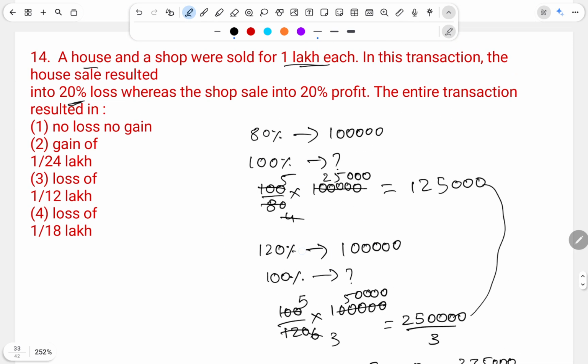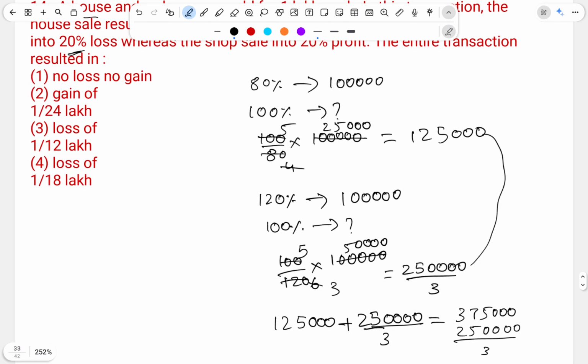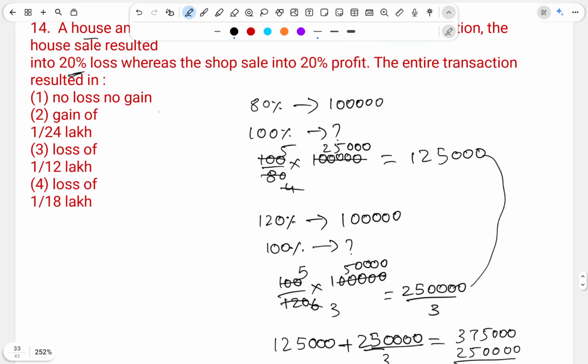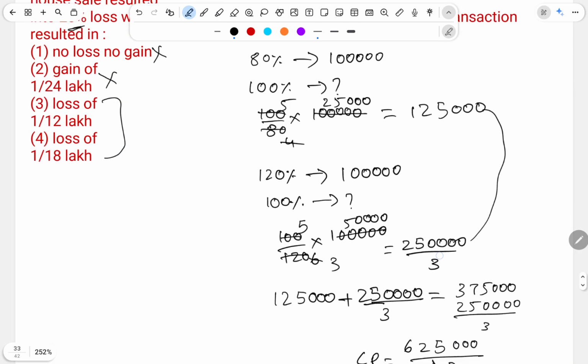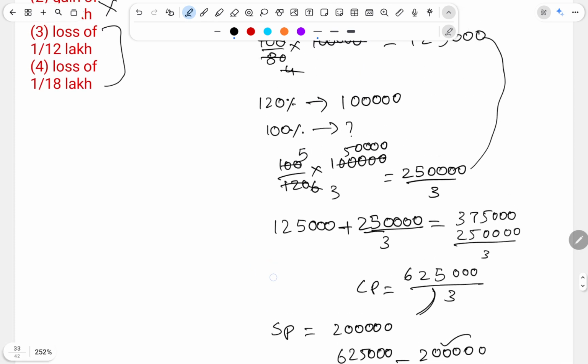Check the options. All the options are given divided by lakh. Okay. Gain of 1 by 24 lakh. Okay. But we need to get a loss. So it cannot be our answer. Gain cannot be. Okay. Among these both options, the denominator must be lakh. The numerator becomes 1.